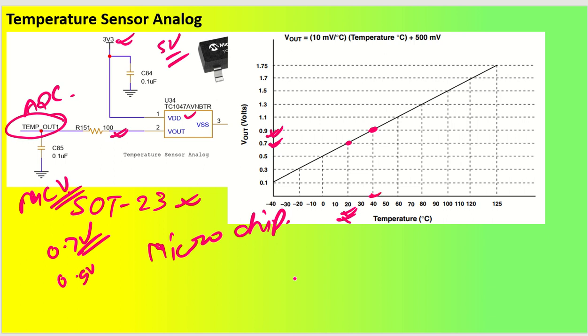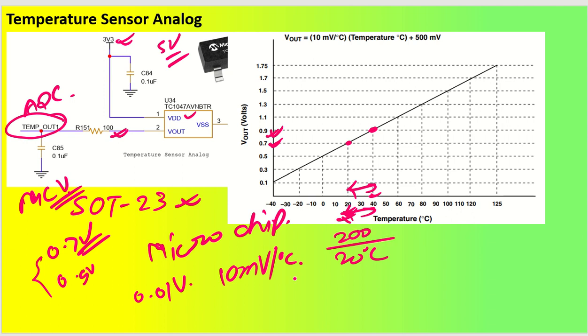So as you can see, for each degree rise in temperature, there is a voltage rise of 0.01 volt, or 10 millivolt per degree centigrade. Got it? Let me tell you, from 20 to 40, what is the range? A 20 degree centigrade change. And what is the voltage range difference? That is 0.2 volt, that is 200 millivolt. So 200 millivolt by 20 degree centigrade comes to 10 millivolt per degree centigrade.